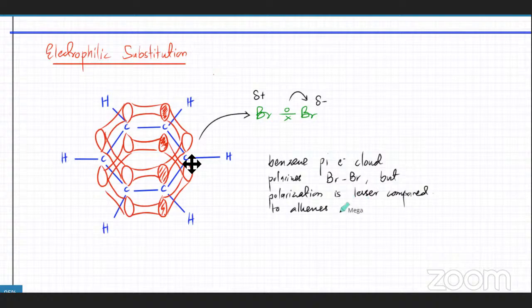I mean, the positive charge over here is a lot lesser. So I'm going to shrink it. And the negative charge over here is also a lot lesser. So the attraction over here is not that strong. It's a very, very weak attraction. Is this clear? At the moment, there's no reaction because the polarization is lesser compared to alkenes. Is this clear? Yes. Yes, sir. Hafsa, Sam, is this clear?